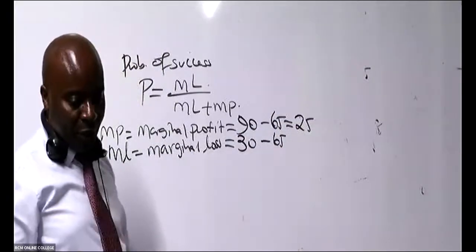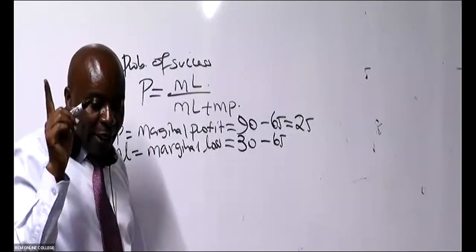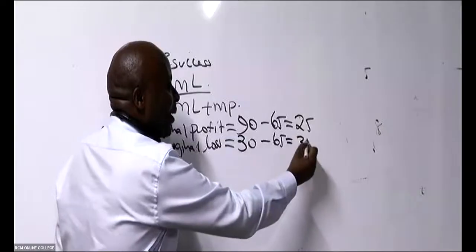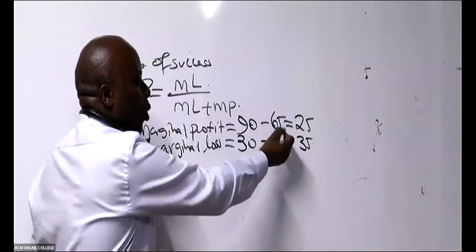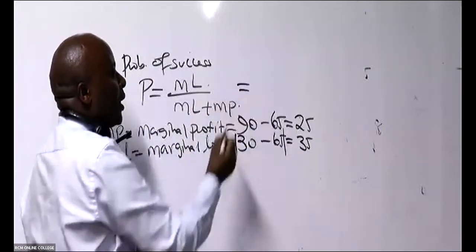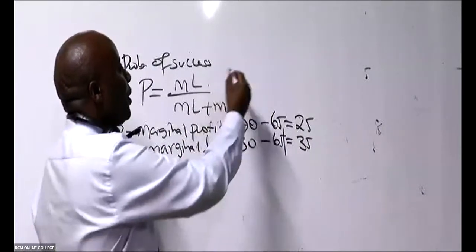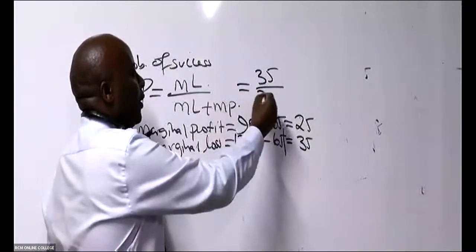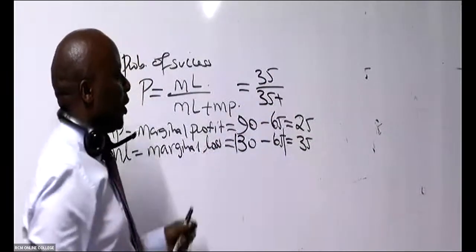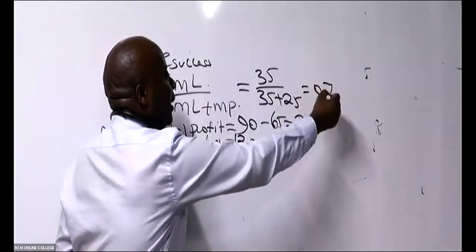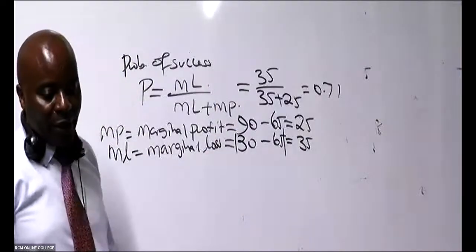How about the marginal loss? Here you'll now get a ninja putting negative. Marginal loss is what here, somebody? 35, because it's a loss. So I only consider the modulus. So then this probability of success will be marginal loss, which is 35, all over marginal loss, which is 35, plus marginal profit of 25. So is there somebody who is able to get that 0.71 that ninja got?